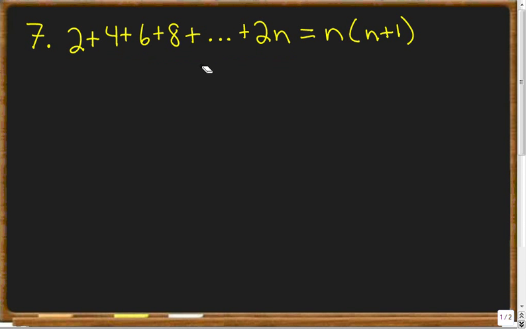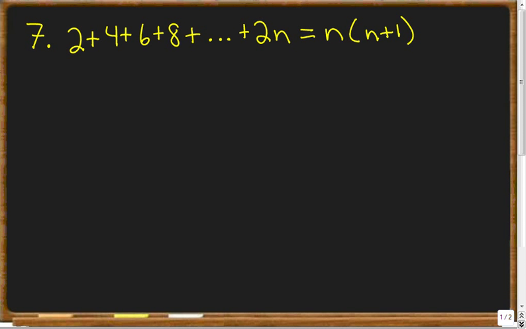This statement here says that if we were to add all of these numbers up to some even number, we just need to take whatever even number that is, whatever order that is on the even numbers, which would be n, our term, and then we would just take the next term, multiply them together, and we will get our answer. We will get our sum, excuse me.